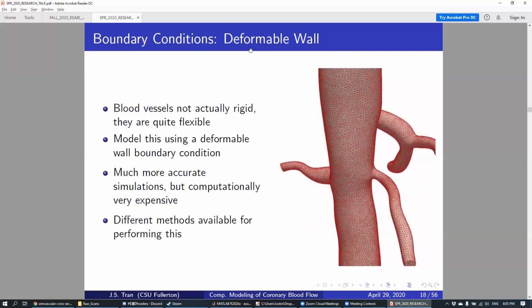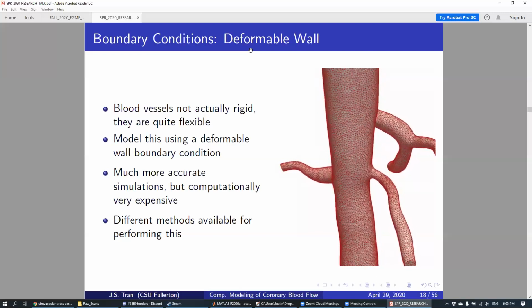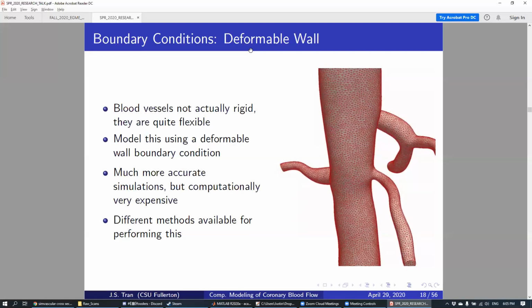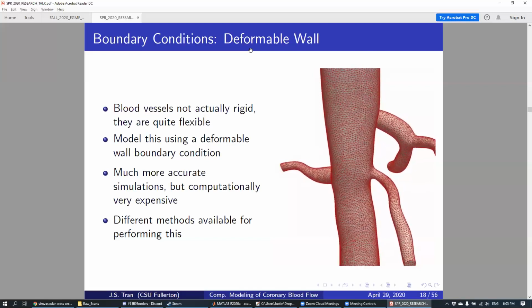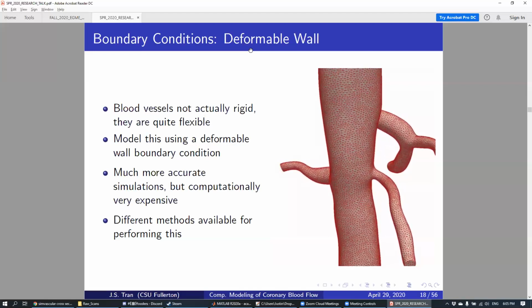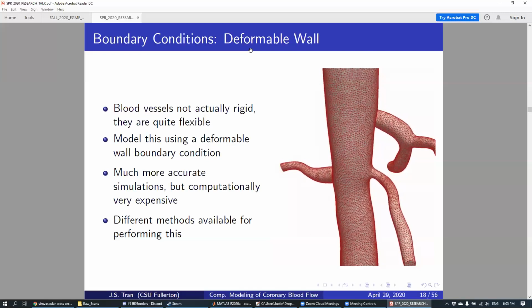Actually, this was the subject of one of my research projects, which I think I'll probably get enough time to talk about today, where I compared different methods for performing this deformable wall simulation. It's a question that a lot of people ask all the time. When you're simulating these things, it's always fair to ask what method should I use, and what conditions should I use for this?